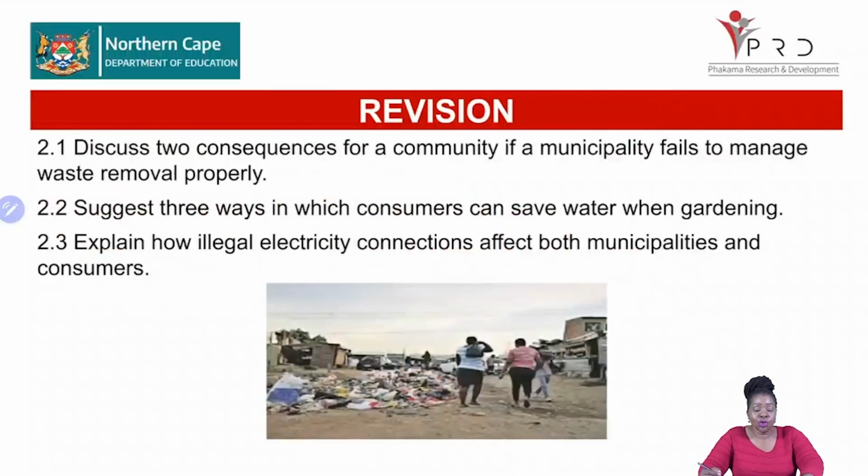Let's go to question 2.1, which says discuss 2 consequences for a community if a municipality fails to manage waste removal properly. And then 2.2 says suggest 3 ways in which consumers can save water when gardening. And 2.3 says explain how illegal electricity connections affect both municipalities and consumers. I'm giving you a few minutes to answer 2.1 to 2.3, then we can move on to the solutions.